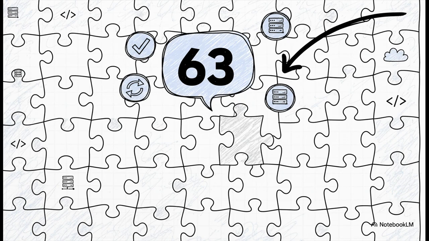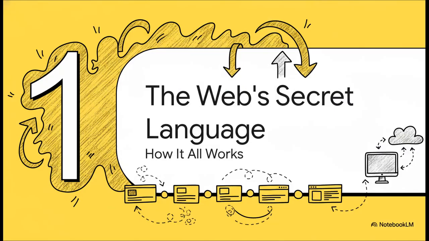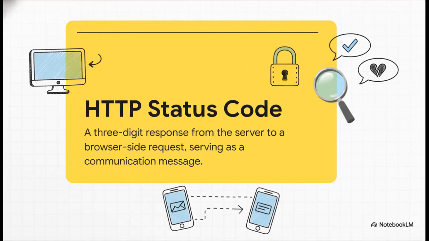But here's the thing. That 404 error is just the tip of the iceberg. Turns out there are actually 63 different status codes that servers and browsers are constantly using to talk to each other. It's a whole structured language that keeps the entire internet running. So let's pull back the curtain on this secret language, shall we? We're going to explore that fundamental back-and-forth conversation that happens with every single link you click and every page you load.